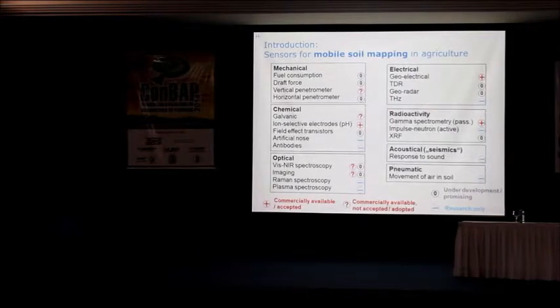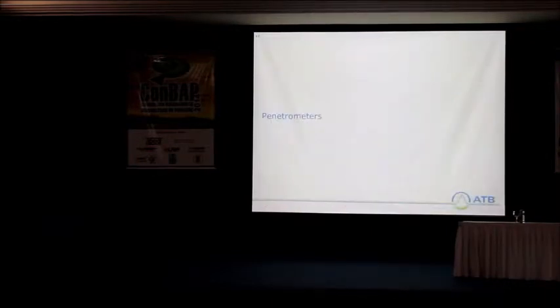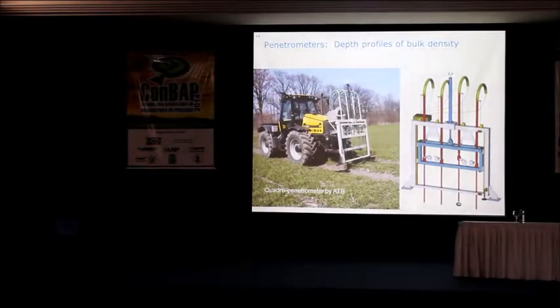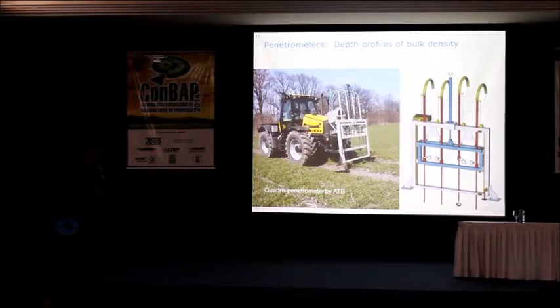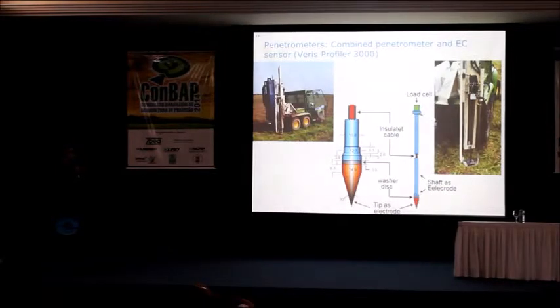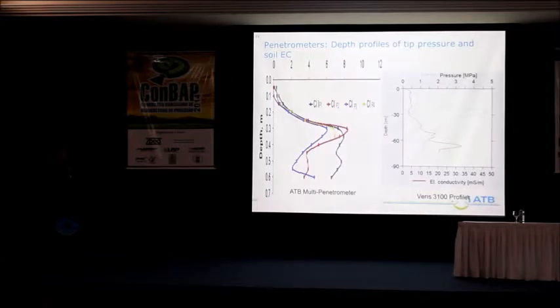I will start with mechanical sensors, vertical penetrometers. This is an example of a vertical penetrometer developed at my institute. So four penetrometers side by side. There's a first commercial version of an automatic penetrometer by a company, the Veris profiler. It also includes an electrical sensor. However, this instrument is not produced anymore.